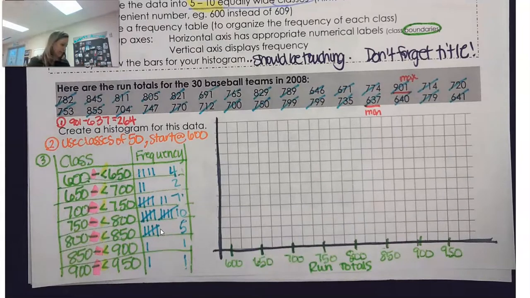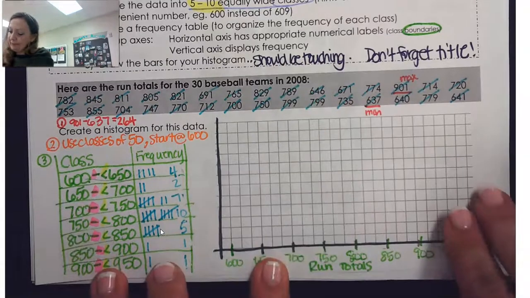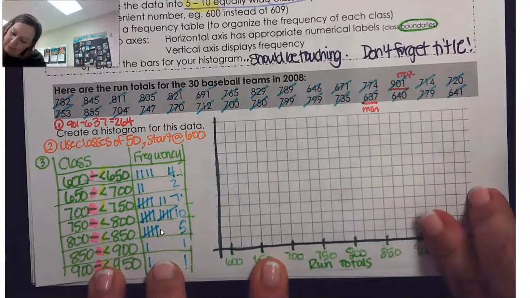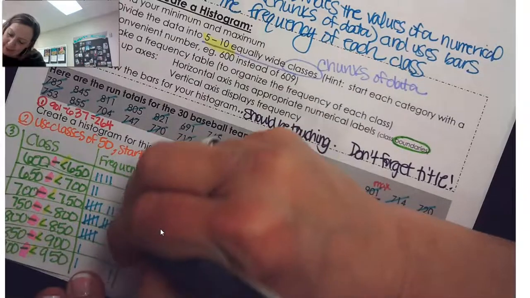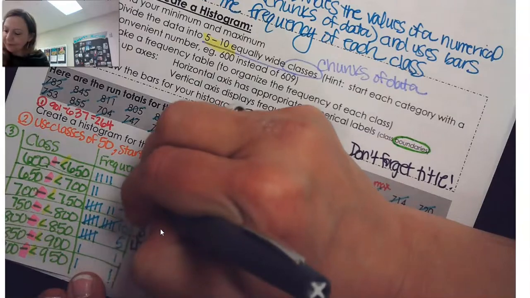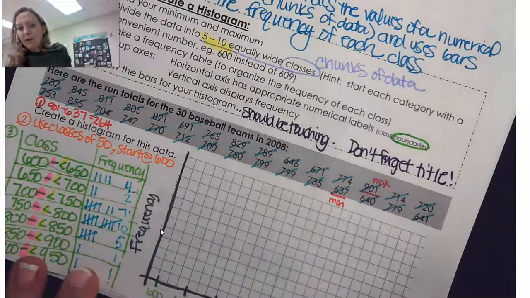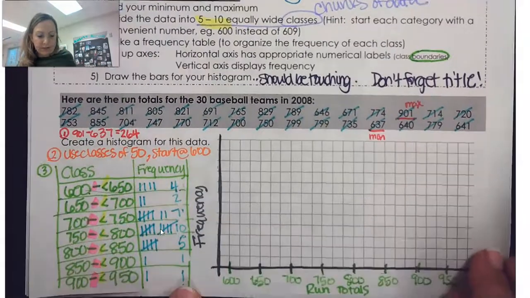So I'll just put that here. Okay. Now it says that the vertical axis is going to display the frequency. So if I'm actually trying to display the frequency, I'll label this here as frequency. And I'm only going up to 10. So I could probably just go by 1s, that's fine.